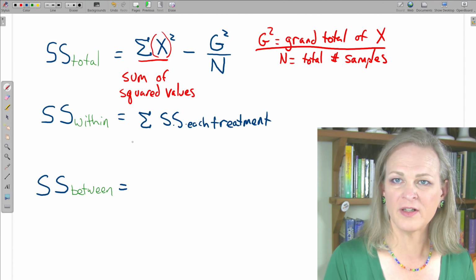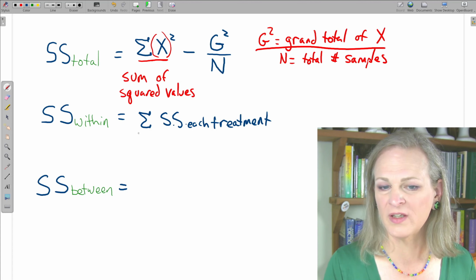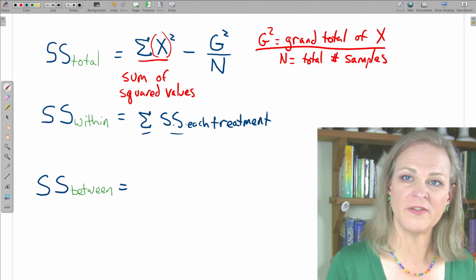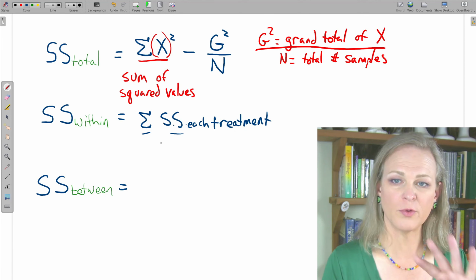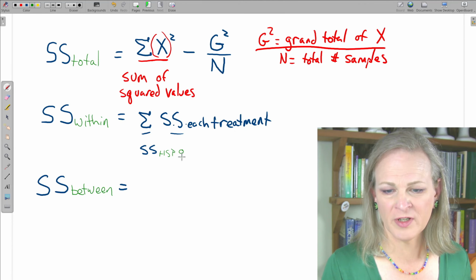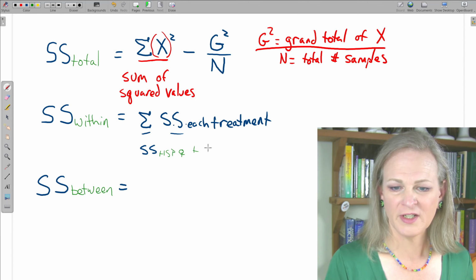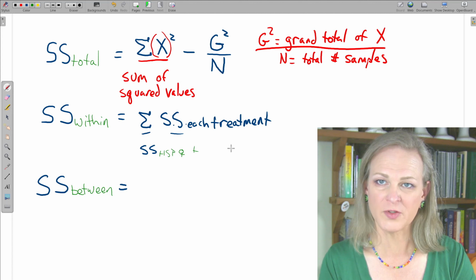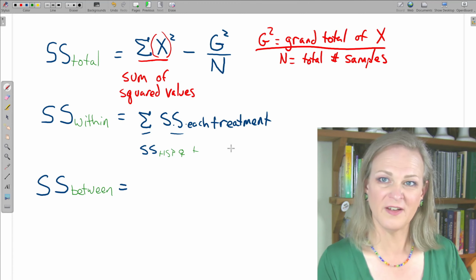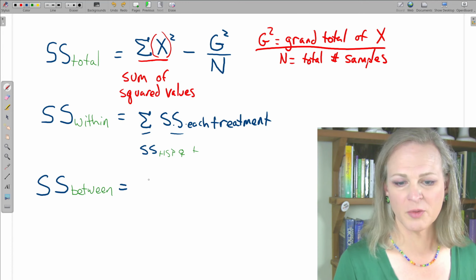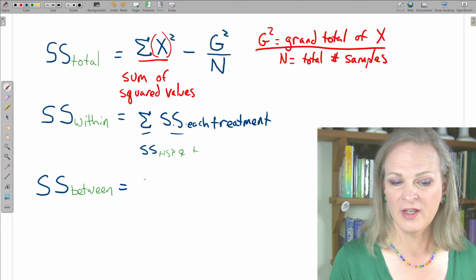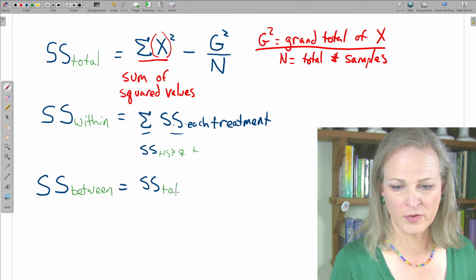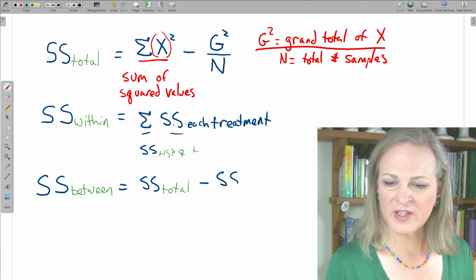So then we have our sum of squared deviations within. So that's equal to the sum of squared deviations for each treatment. So we have 4 of those, HSP female plus and HSP male, and so on. We add all those up, that's our sum of squared deviations within. So now that we have those 2 numbers, we can calculate the between, and that's just as easy as taking the total and subtracting the within.